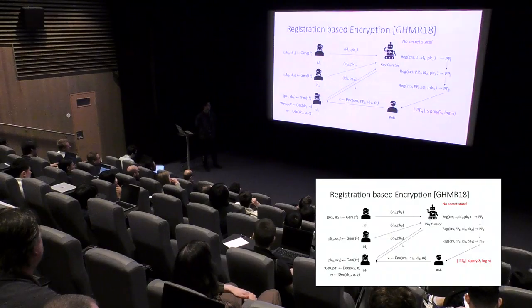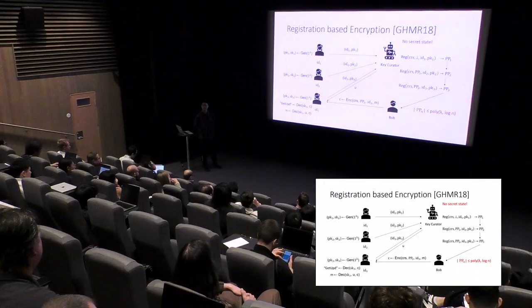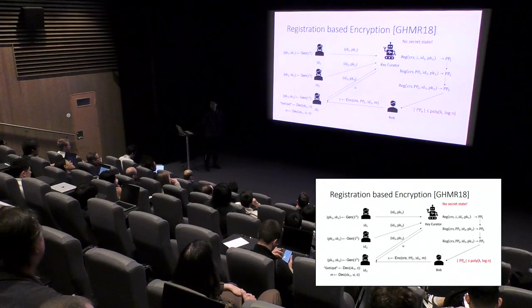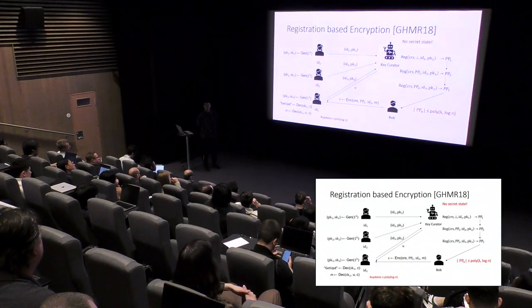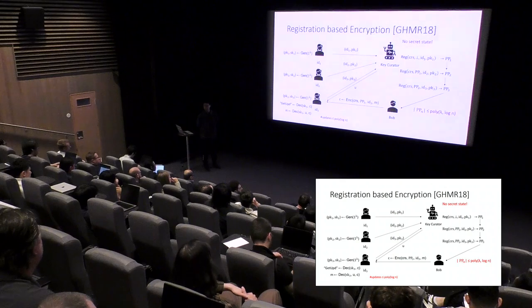Note that this update can be computed from all public information, so all IDs and public keys, and not depending on any secret state. And note that in RBE, it is required that the number of updates for any user is at most polylogarithmic in the number of registered users.